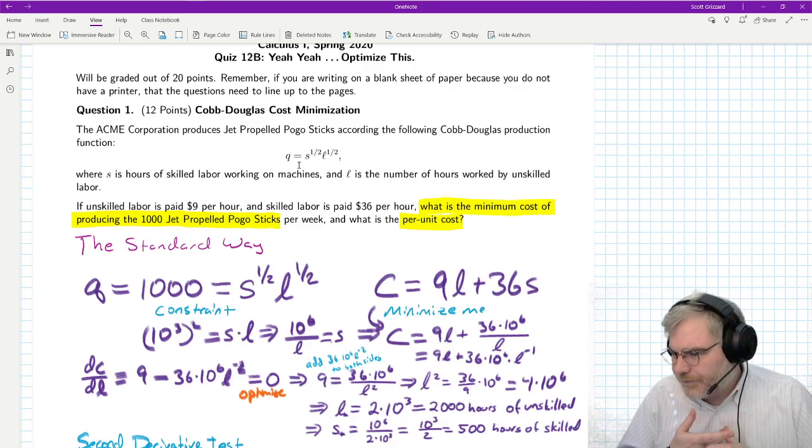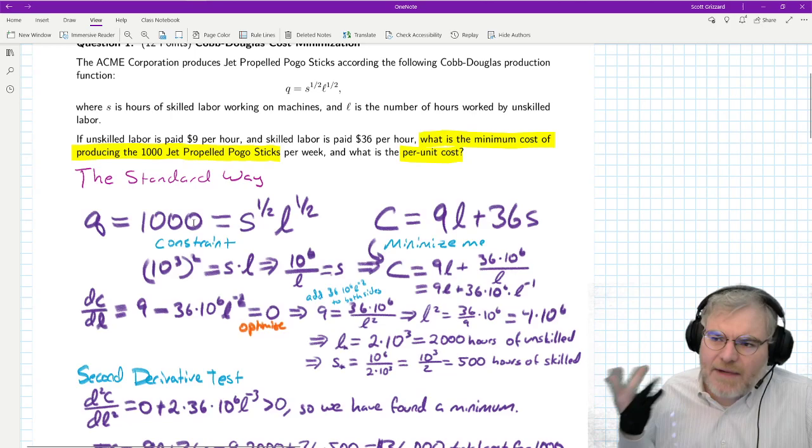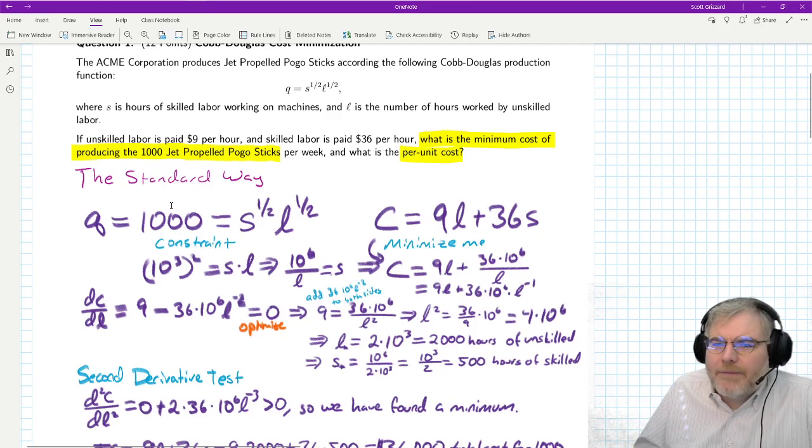So the standard way to approach this problem is to say, okay, output is fixed at 1,000. I need to make 1,000 units, and I want to find the cheapest way to do it. In particular, I want to find the lowest cost. So here I've got 1,000 equals s to the 1/2, l to the 1/2. And my cost, which is the thing I want to minimize, is 9l plus 36s, right? It's the wages I pay to the lower skilled workers plus the wages I pay for my higher skilled workers.